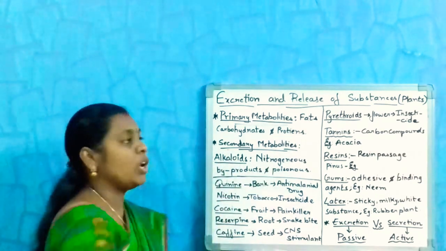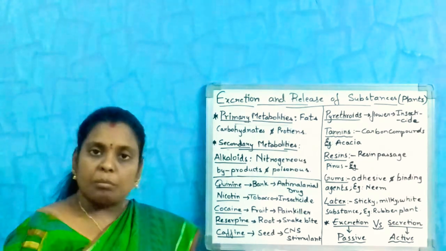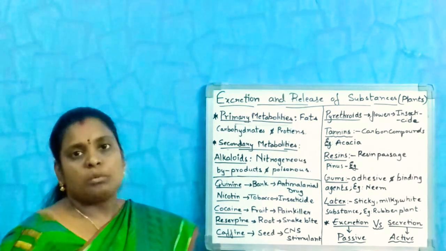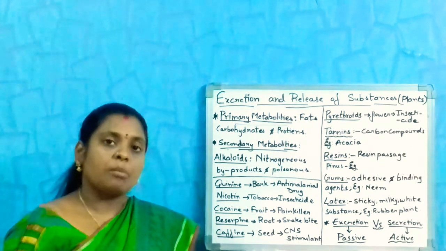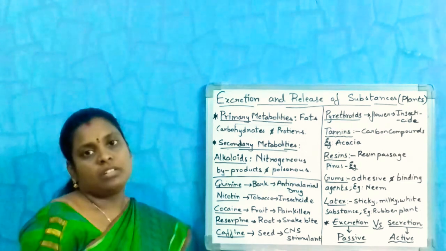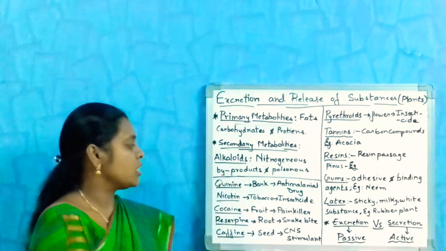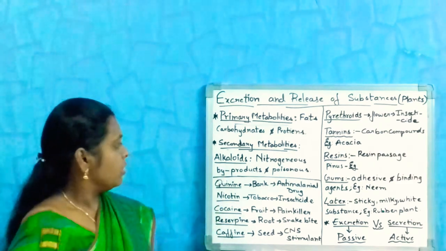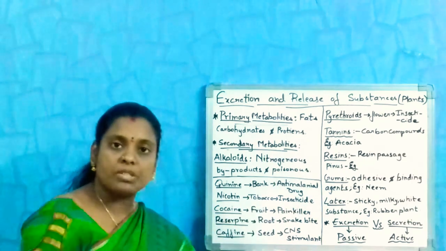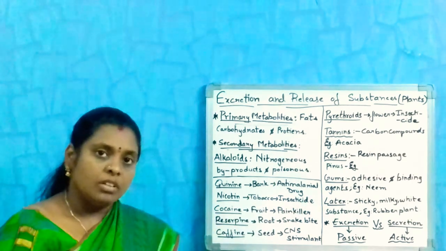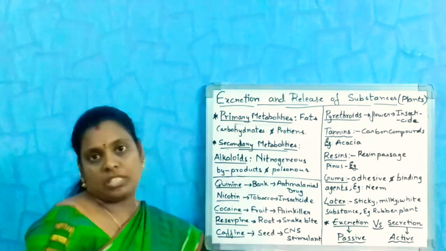Whereas the secondary metabolites are the nitrogenous byproducts which are poisonous to us. Some are poisonous, but some we are using as medicines. Examples for secondary metabolites are tannins, alkaloids, resins, gums, etc. So, these we call secondary metabolites.